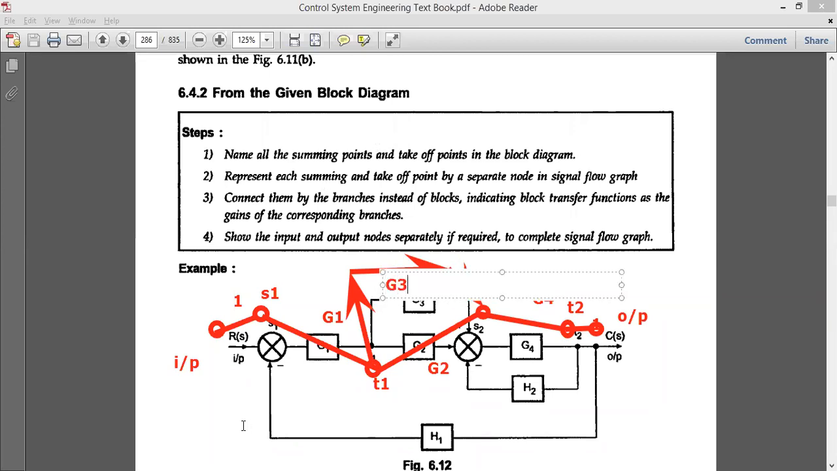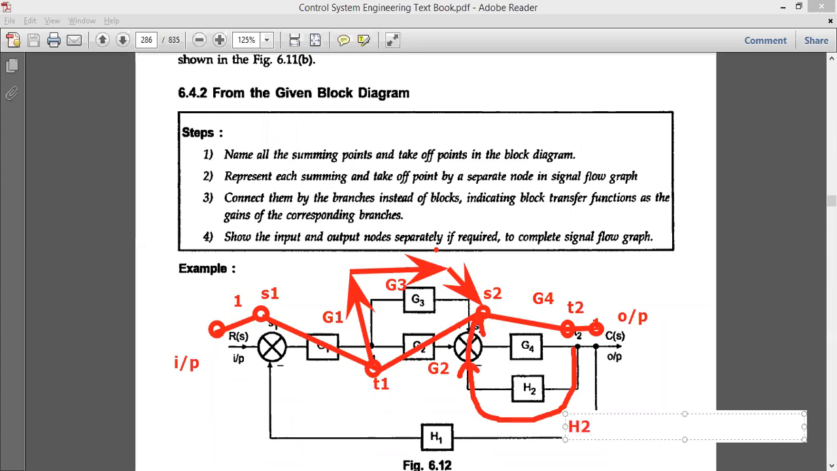Similarly from T2 there is a line joining to S2 through this transfer function block of H. So what you should do is take from T2 and join at this particular point, that is S2 node, and represent that block variable by H2 here.